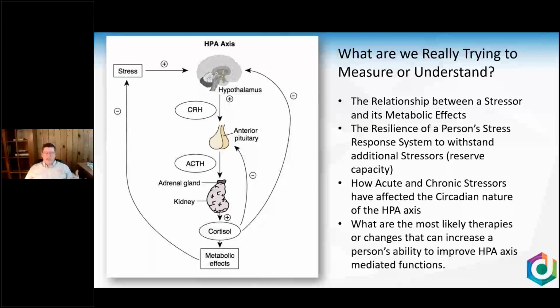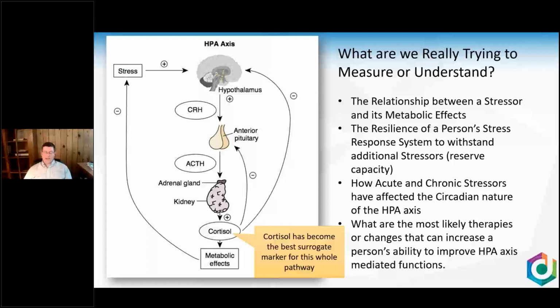So all of these kinds of things we'd like to get, but we can measure some of the stressors, we can ask them, we can measure some other things. Very difficult to get a handle on CRH. ACTH can be measured in the serum, but obviously to know what's going on on a regular basis, that would require constant blood draws. So as it turns out, cortisol has become the best surrogate marker for this whole pathway.